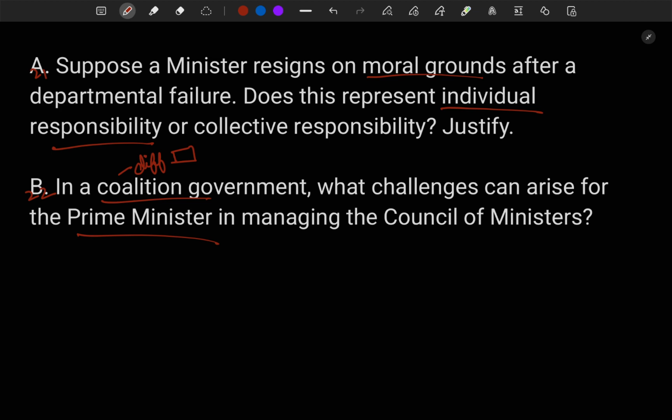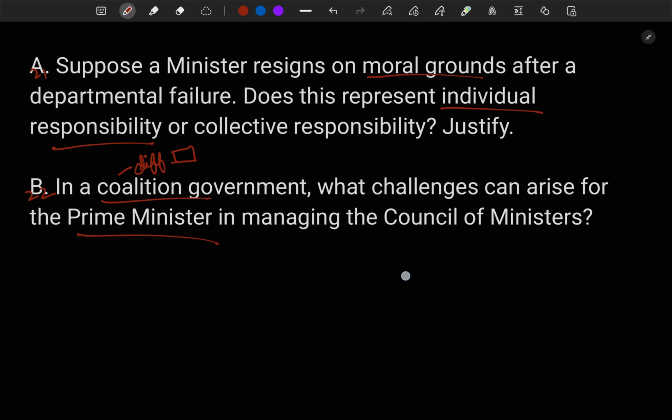Thus, balancing the interests of different parties, maintaining unity among the ministers, deciding the portfolios, which person is to be given what, and ensuring collective responsibility when they have different points of view, is a challenge which the Prime Minister is going to face.